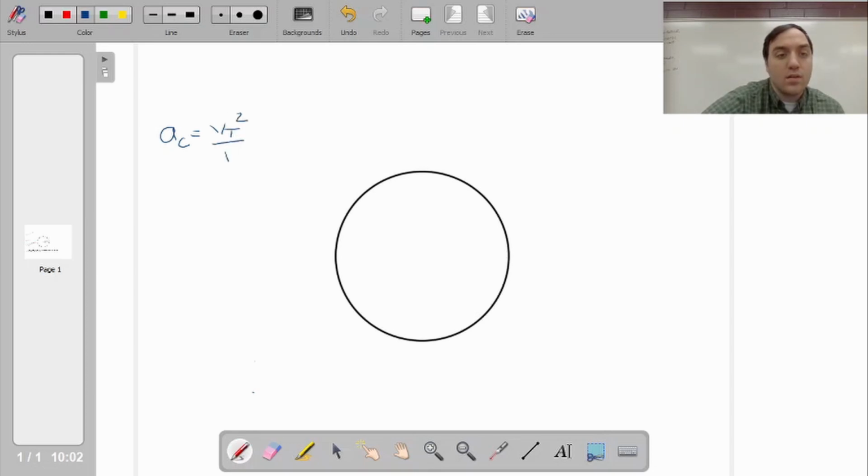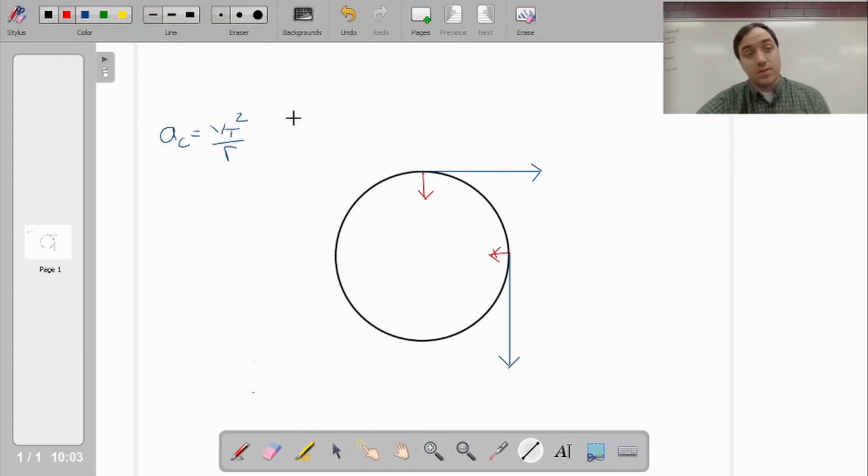squared over r. That means if you are traveling at a constant velocity around a circle, your acceleration will always be pointing to the center of the circle, and will have a value of vt squared divided by your radius. That means that your centripetal force that's being provided in this direction will be your net force.